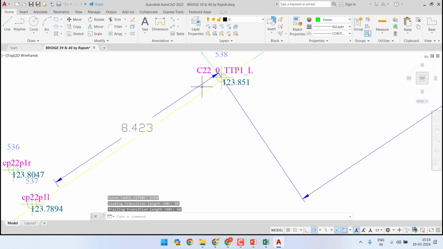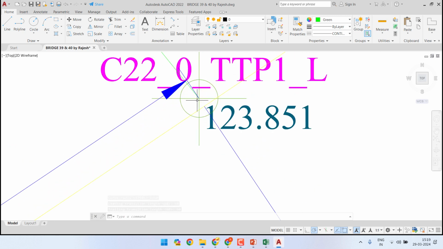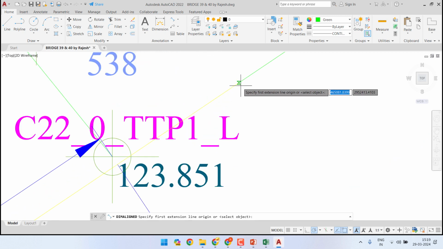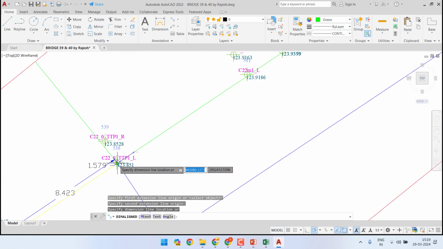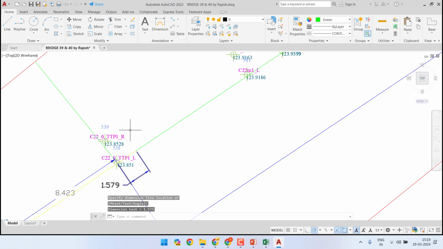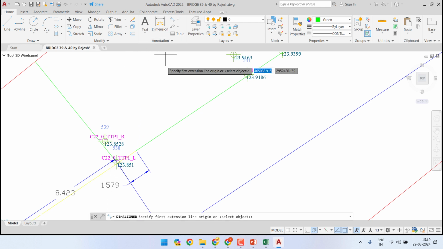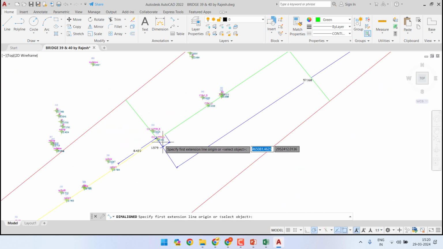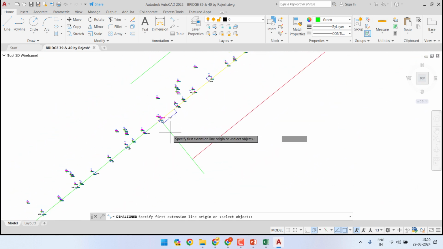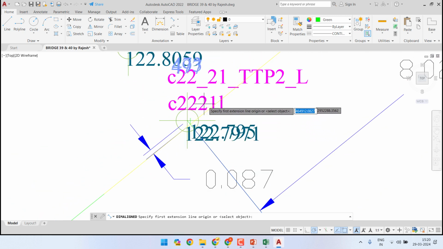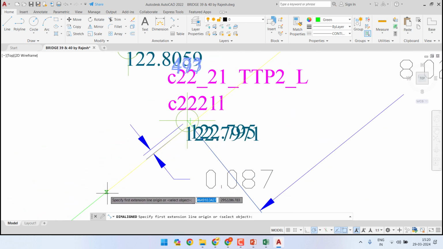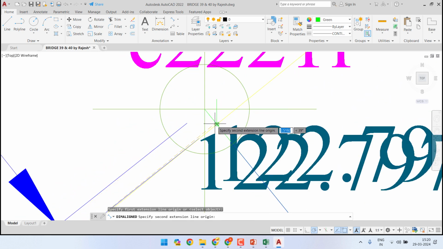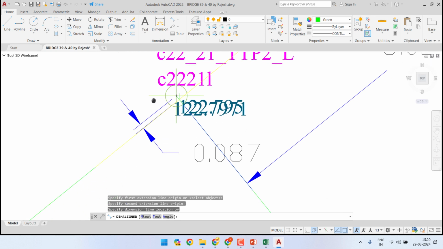So what we see, earlier TTP1 of curve 22 was here. Now it is slightly behind it, here, 1.579. So length of overall curve has increased by 1.579 one side, and another side also it has increased a little. Earlier TTP2 was here, now it is here. So this is also approximately 1.97.